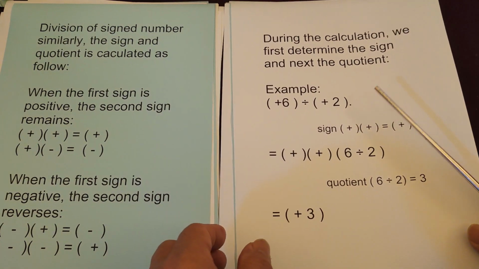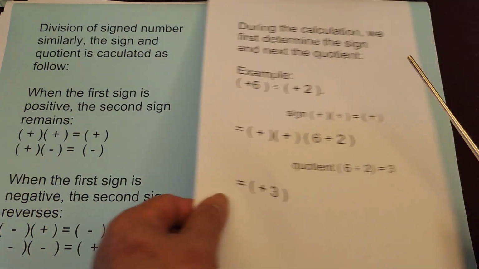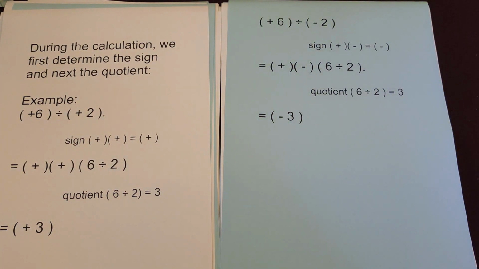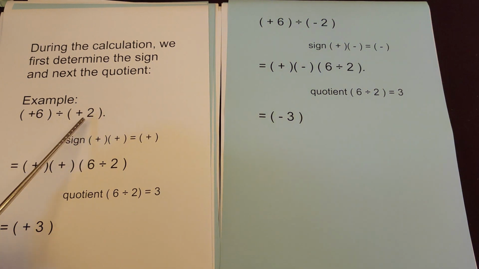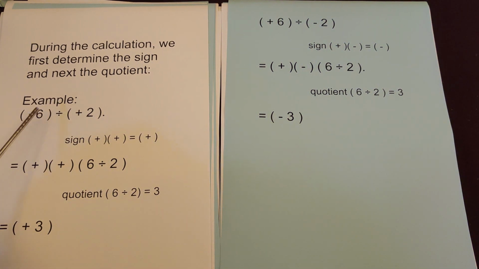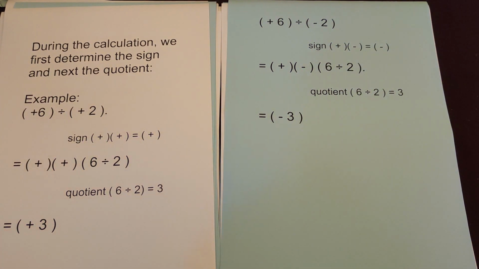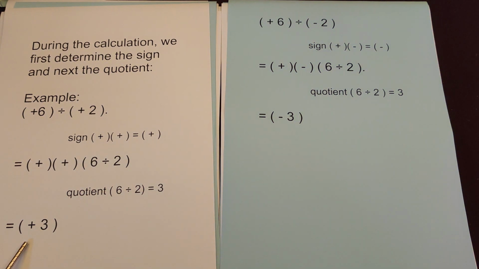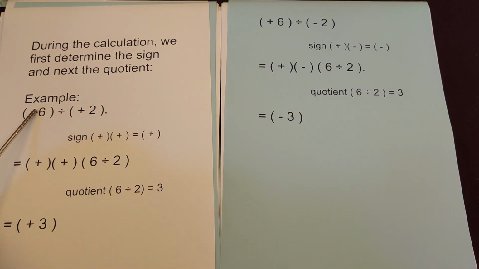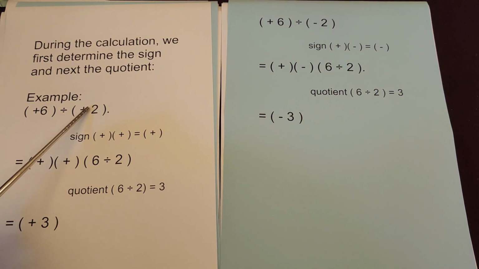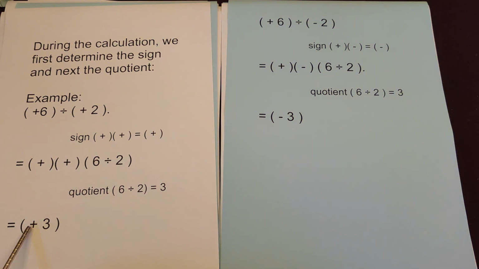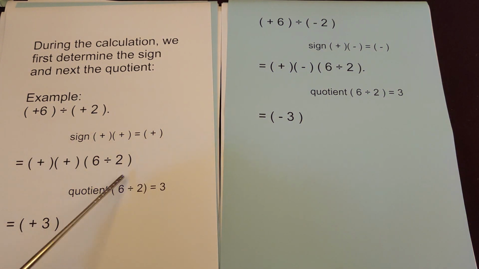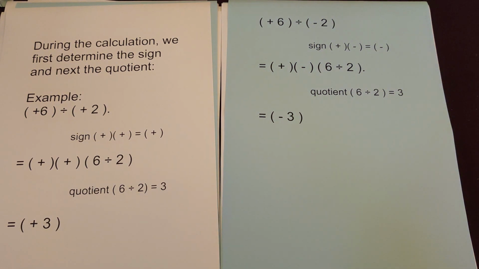Okay. Let's look at the samples. When positive 6 is divided by positive 2, we have the two signs the same, so we have a positive result. Or when there is a positive sign at the first one, the second sign remains as the result. So anyway, it is positive here, and the quotient is 6 divided by 2, which is 3. So the answer is positive 3.